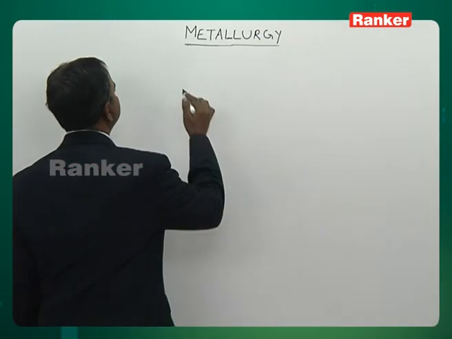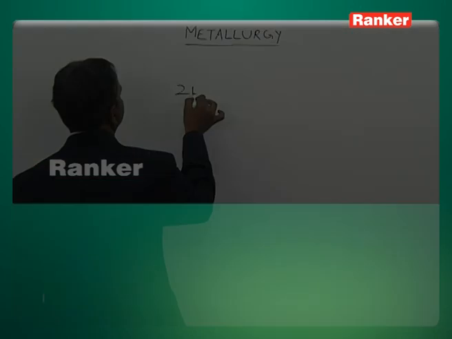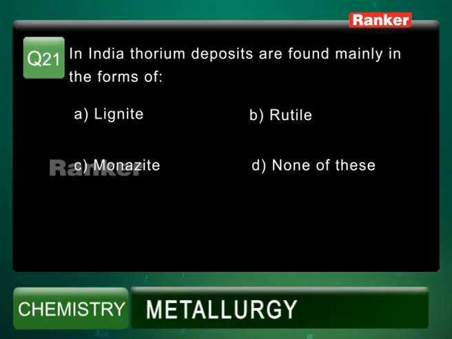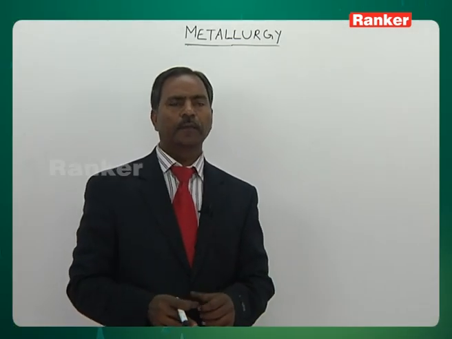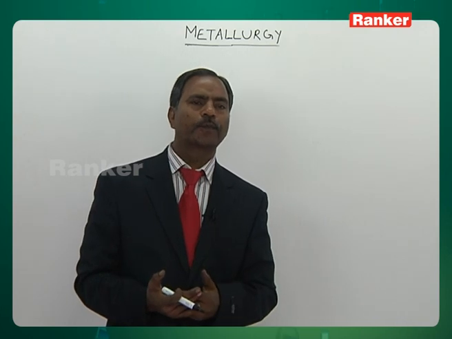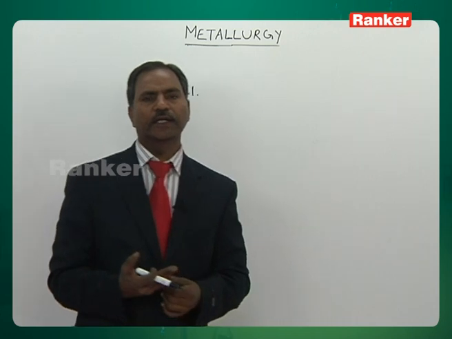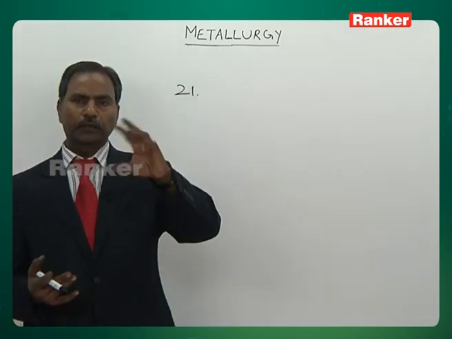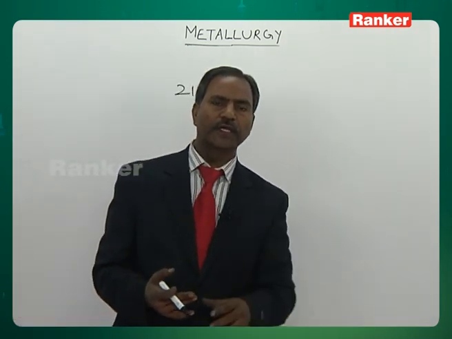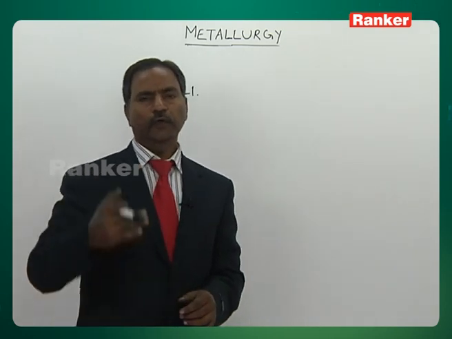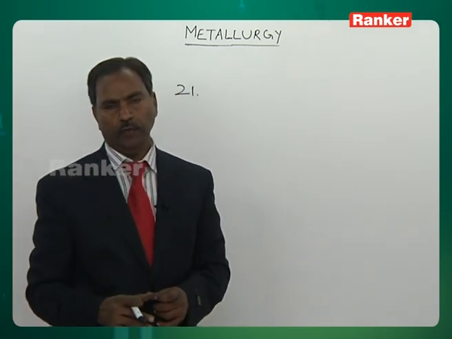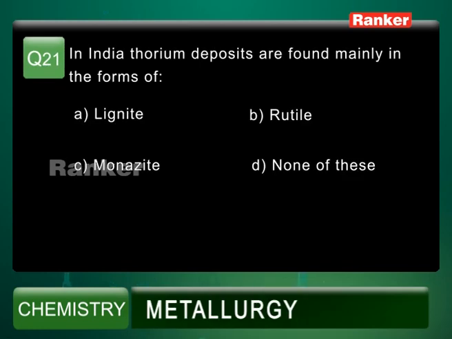Question number 21. In India, thorium deposits are found mainly in the form of A. lignite, B. rutile, C. monazite, D. none of these. Mainly monazite is actually an ore of lanthanides and actinides. This particular monazite is carrying some lanthanides and also actinides. Therefore, thorium is mainly there in monazite ore. Therefore, question number 21, answer is C.